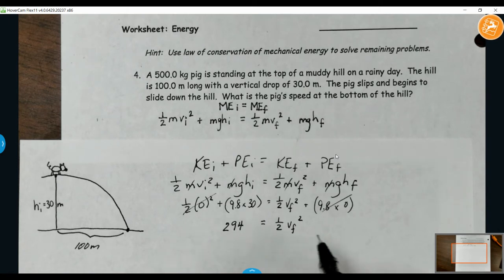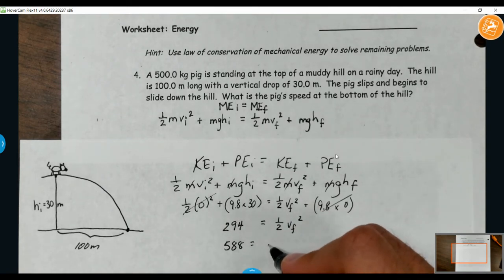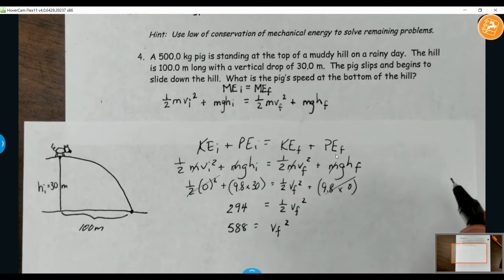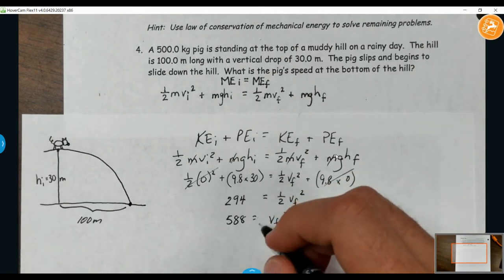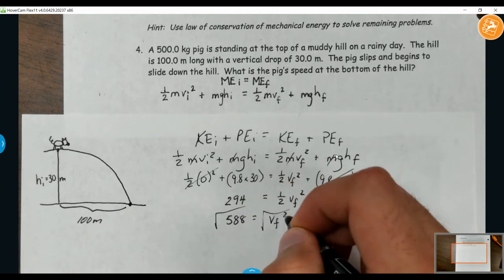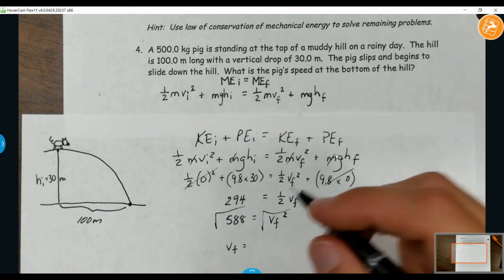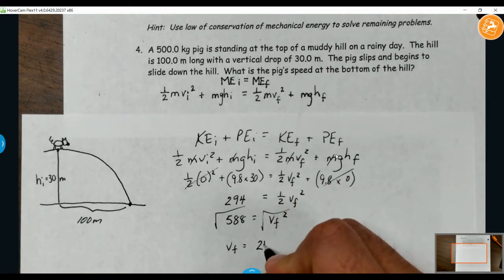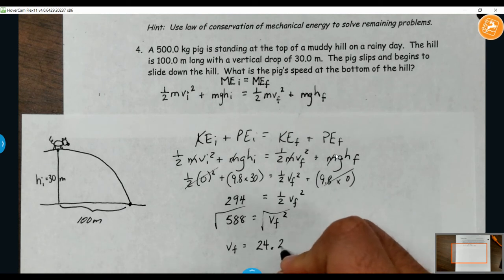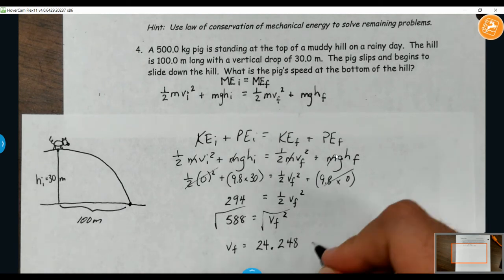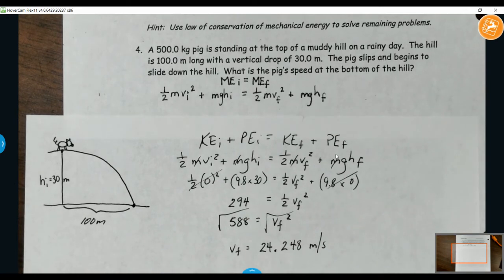You multiply both sides by 2 to get rid of the 1/2, and you're going to get 588 equals VF squared. Then you just square root both sides. You're going to get a final velocity of about 24.2, 24.25 meters per second. All right, that would be your first one.